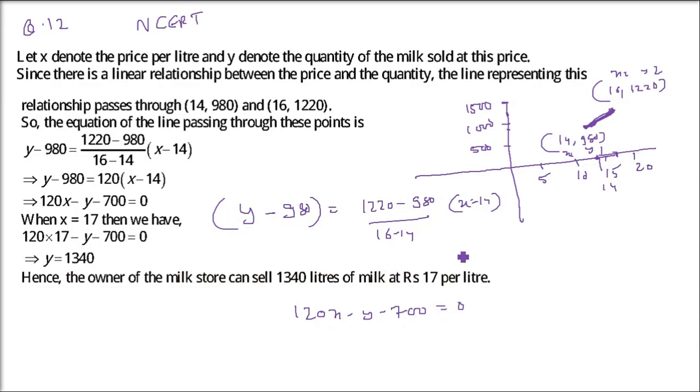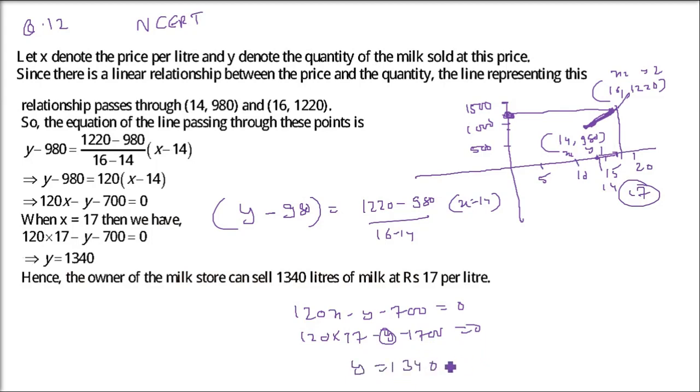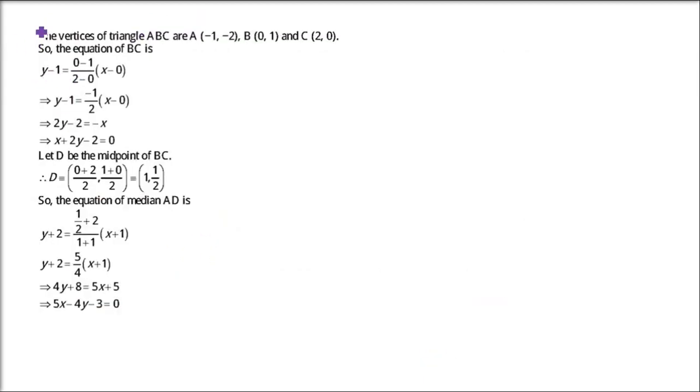At 17, how much can he sell? So what will be the value of y if x is 17? Just put x as 17 and find the value of y. 120 into 17 minus y minus 700 equals 0. So y will be equal to 1340. The owner of the milk store can sell 1340 liters of milk at 17 per liter.